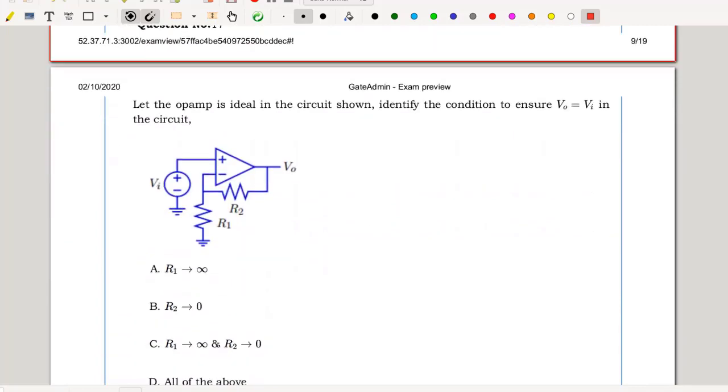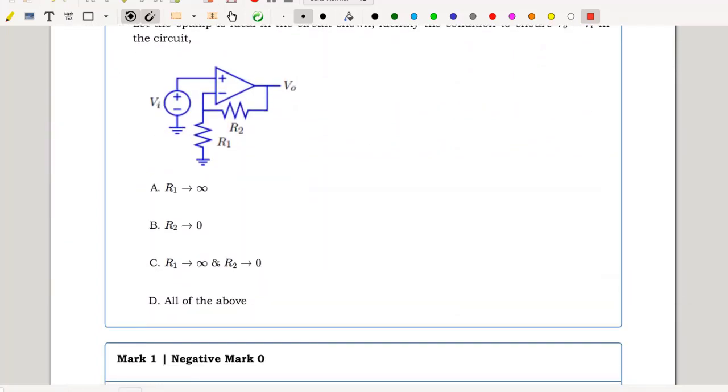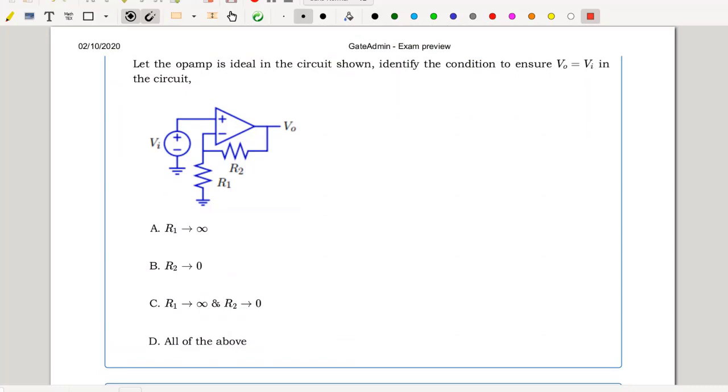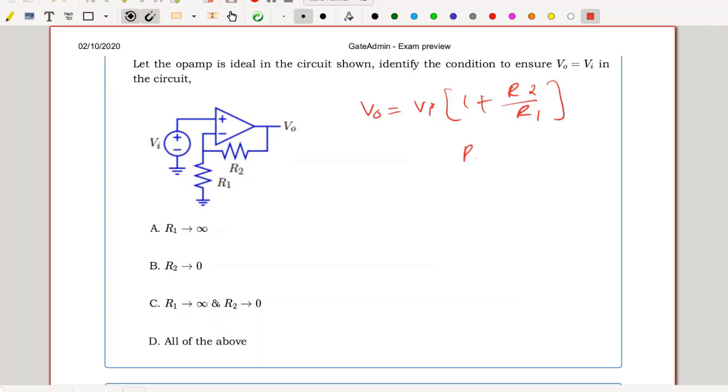Question number 17. Let the op-amp be ideal in the circuit shown below. Identify the condition to ensure V out equals Vi in the circuit. This is a simple non-inverting amplifier. Its V out is nothing but Vi multiplied by 1 plus feedback resistance R2 divided by R1. V out equals Vi when R2 by R1 equals 0. Implies one condition is R1 equals infinity, the other condition is R2 equals 0, or both. Hence the right choice is all of the above.